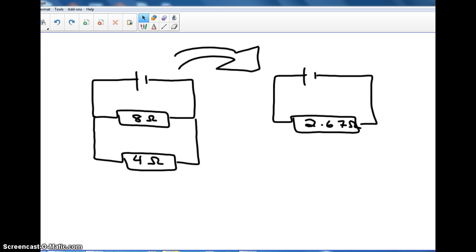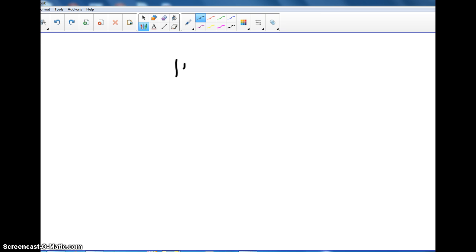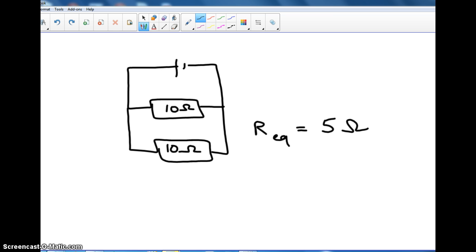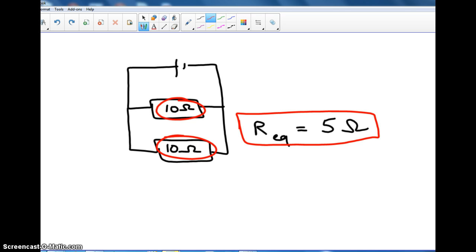Now there's a trick. Many of the problems with parallel resistors will look like this. We'll have 10 ohms, and the second parallel resistor will be identical, 10 ohms. You can work out the math, but whenever you have that situation, the equivalent resistance is half. It's 5 ohms. No matter what the value is, as long as they're the same, you have half that value as the equivalent resistance.